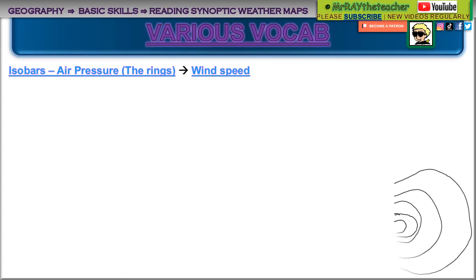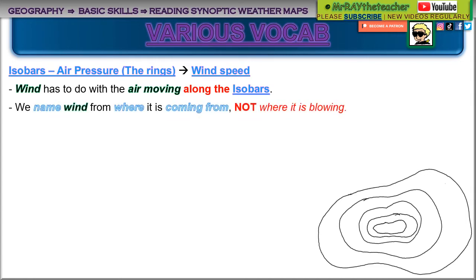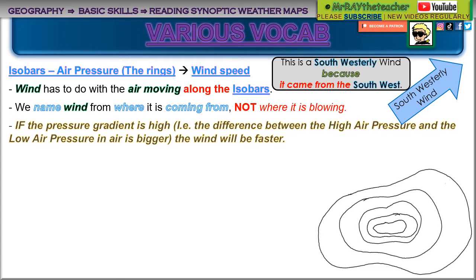Then we've got isobars. These represent wind speed. And wind has to do with air moving along the isobars. We name wind from where it is coming from, not where it's blowing. So that's a southwesterly wind because it came from the southwest, assuming that north is up. So here we go. This is southwesterly wind because it came from the southwest.